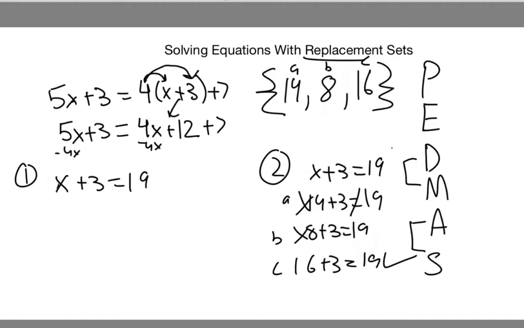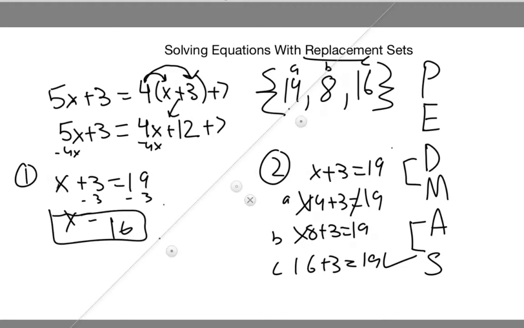But if you guys wanted to use the subtraction property of equality, it would probably be smarter. We just get x equals, subtract 3 from both sides, 16. So guys, just notice how you can get the same answer using the same amount of work, right?